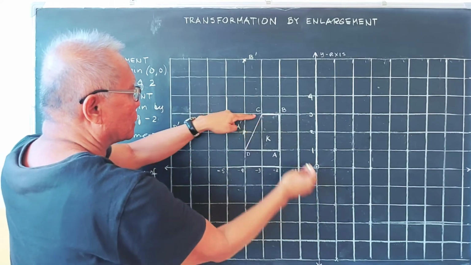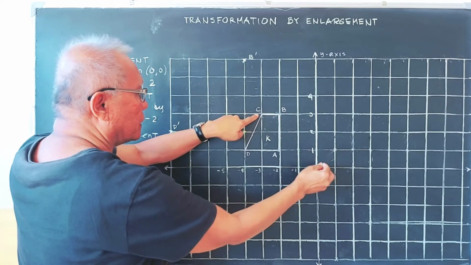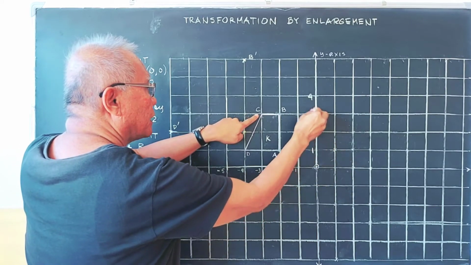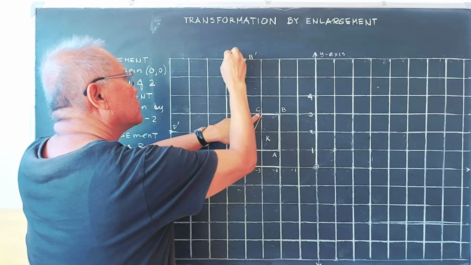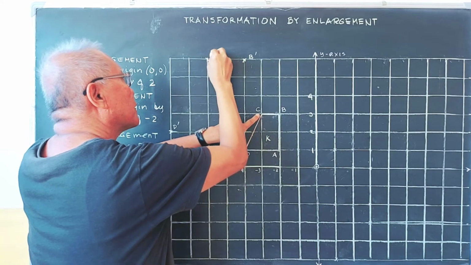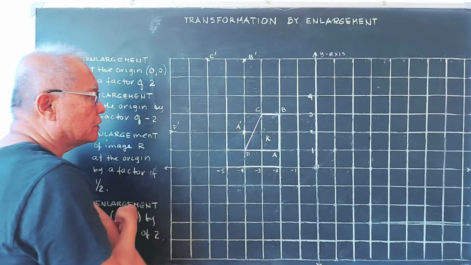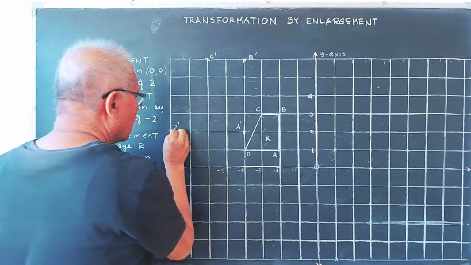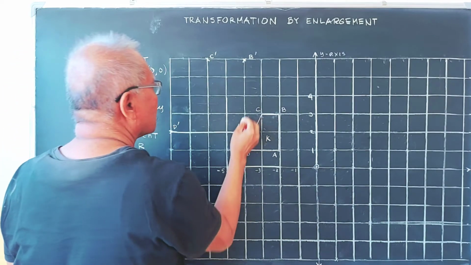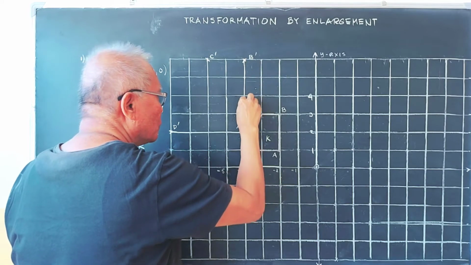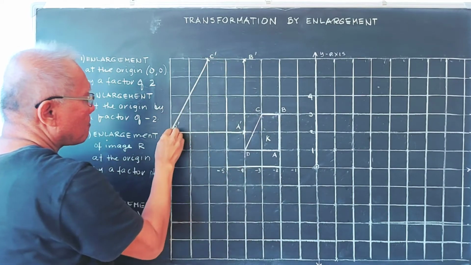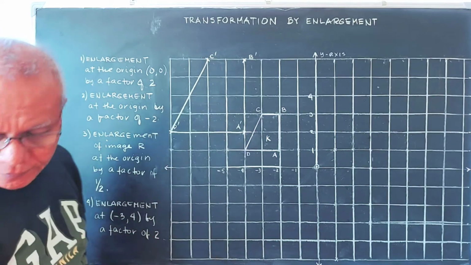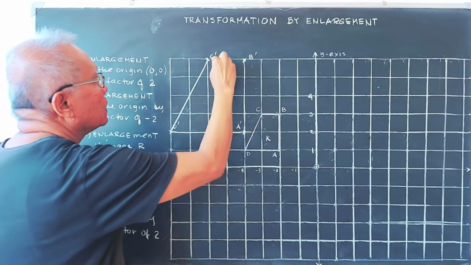Right, for C. Do you want to go up first and then to the left? It's okay. 1, 2, 3 and 1, 2, 3. So our C prime is here. Then we can connect it. It's an enlarged image of our trapezium. Okay. So this one is the enlarged. Okay, you cannot see this one.